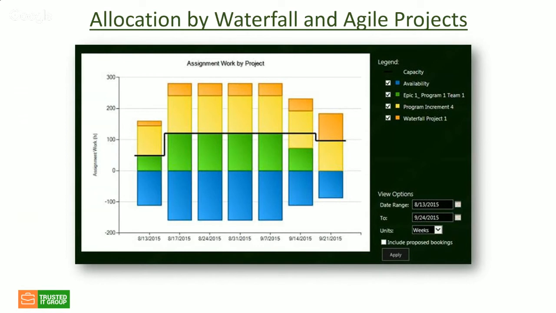These are the projects: Epic 1, Program 1, Team 1, Program Increment 4, and Waterfall Project 1. So we can see that these particular team members are booked for these projects, and there's a mix of Waterfall projects and the Agile project. We can see that there are two of them. These two Agile and Waterfall projects will contribute to the overall resource pool data, which could be presented in this way as one report for both Waterfall and Agile, and we can check and refresh here, and this data is all dynamic.